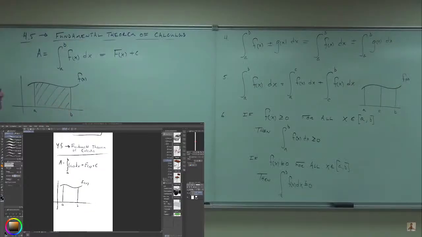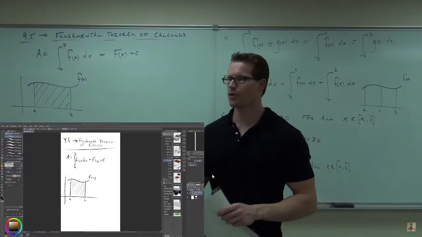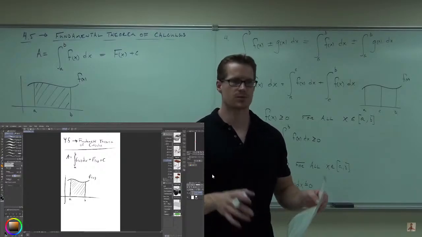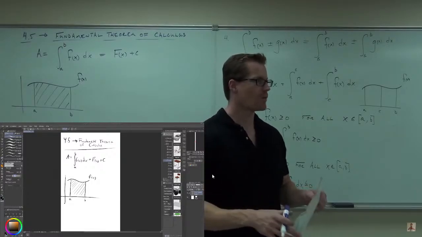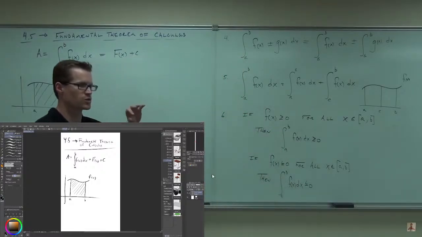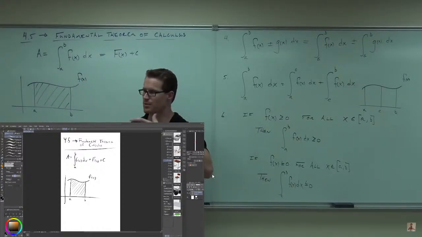Here's our graph, and this is f of x. We're looking for the area. What we want to do is find the area from A to B. That's the goal, without using our Riemann sums or the summation notation. We don't want to do that. We want to really just think of this as an integral because we know an integral geometrically represents the area.